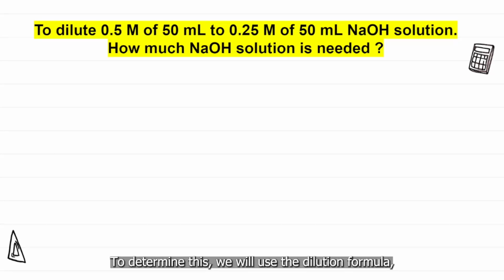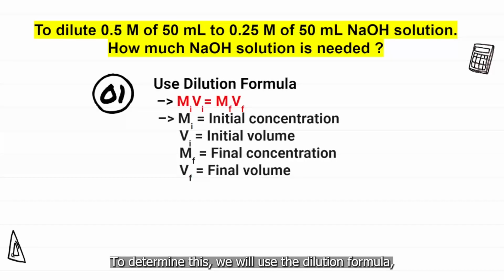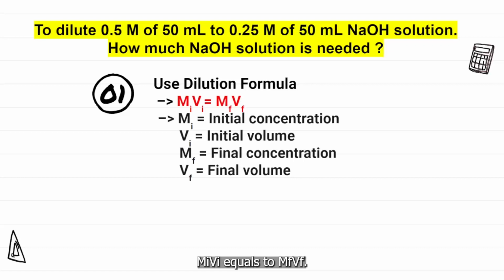To determine this, we will use the dilution formula MiVi equals MFVF, where Mi is the initial concentration, Vi is the initial volume, MF is final concentration, and VF is final volume. In this case, Vi is the volume of the 0.5 molar NaOH solution that is needed for dilution. This is the original NaOH solution you prepared.